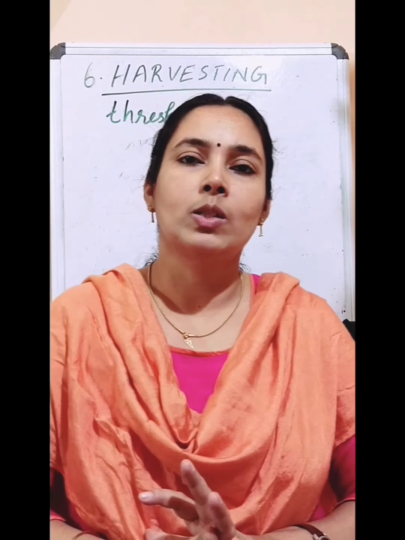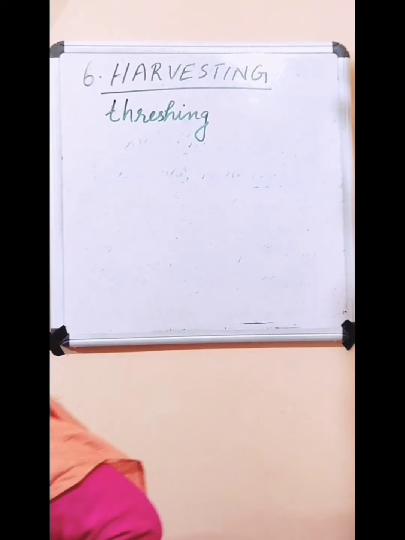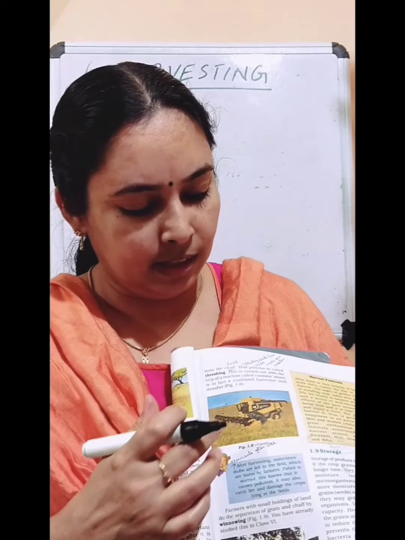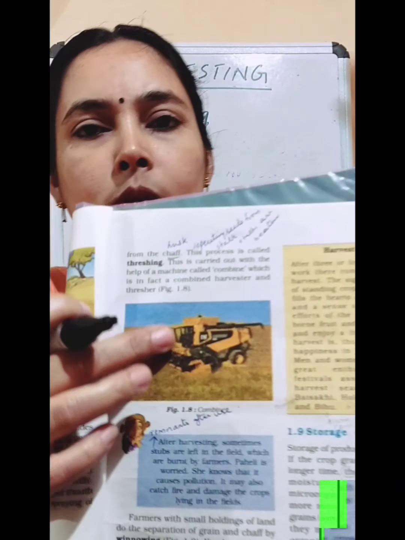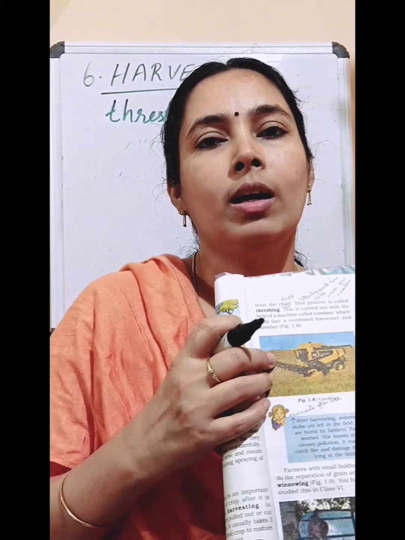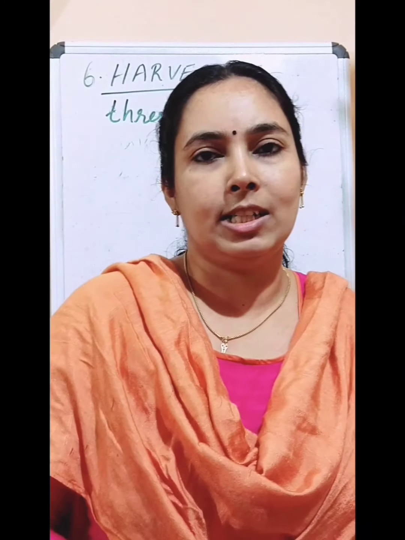And this threshing is also done by a machine called a combine. And this combine, the same machine is used for harvesting and also for threshing. And this is the machine. So this is used for both purposes, harvesting and also threshing. Okay. So it is a harvester and a thresher.